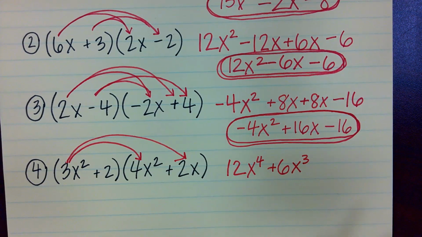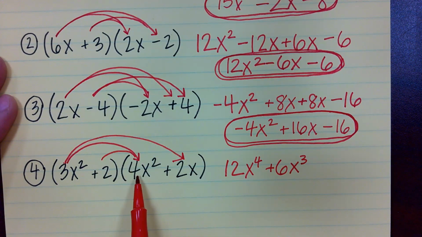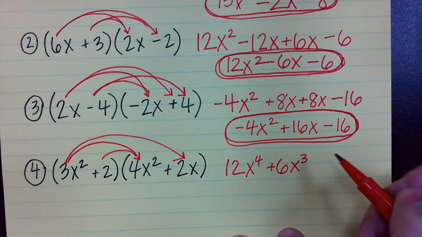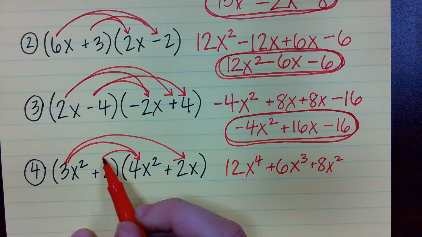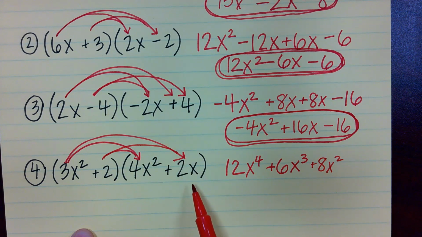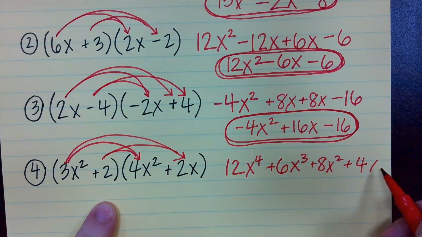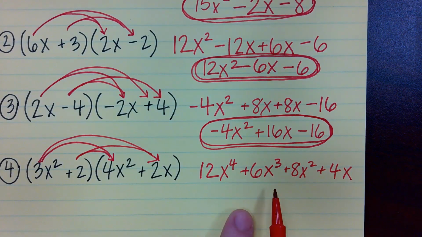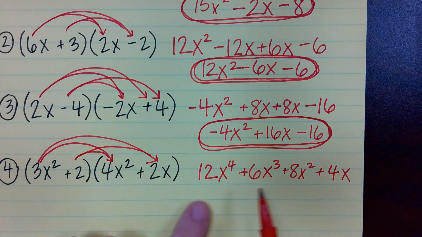Awesome, guys. Okay, inner term. 2 times 4x squared. Yeah, 2 times 4x squared is what? 8x squared. And finally, last but not least, 2 times 2x is? 4x. Okay, now let's look. Is that it? Can we go further? No, I tricked you guys a little here.